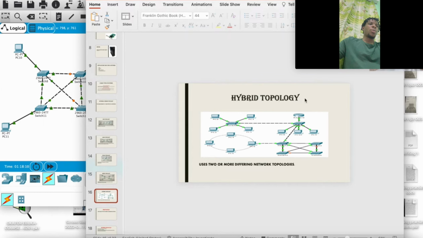Hybrid topology. Hybrid topology uses two or more network topologies.